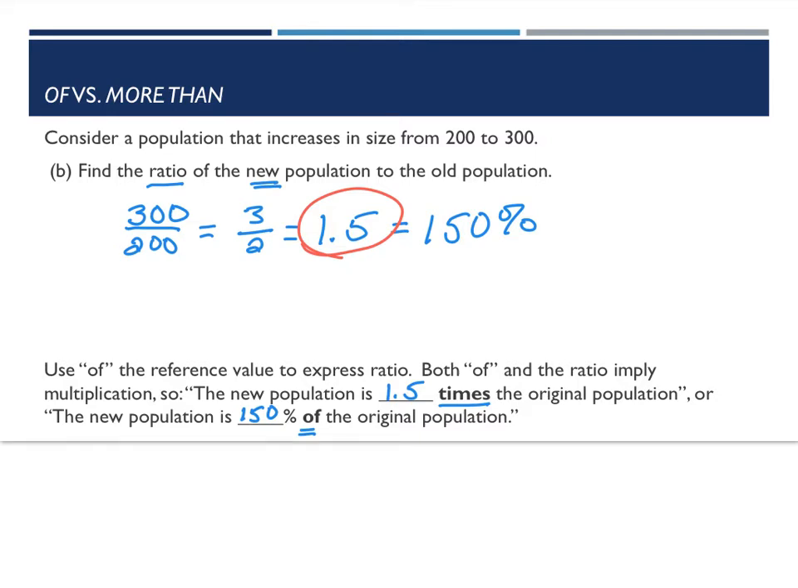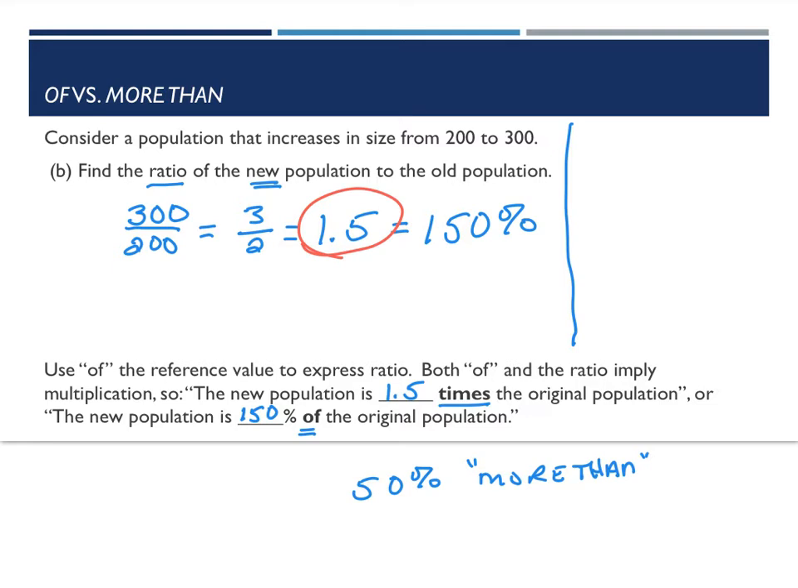So, okay. What we have is over on the other page, when we use the words more than, that amount was 50%. So the new population is 50% more than the original, but the new population is 150% of the original. Well, the way that that works is this.